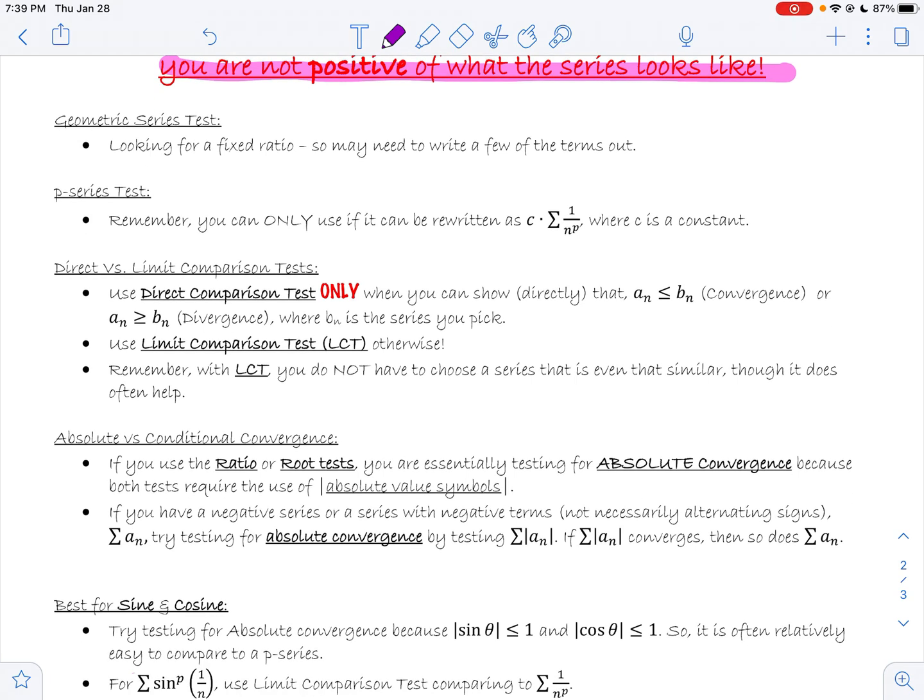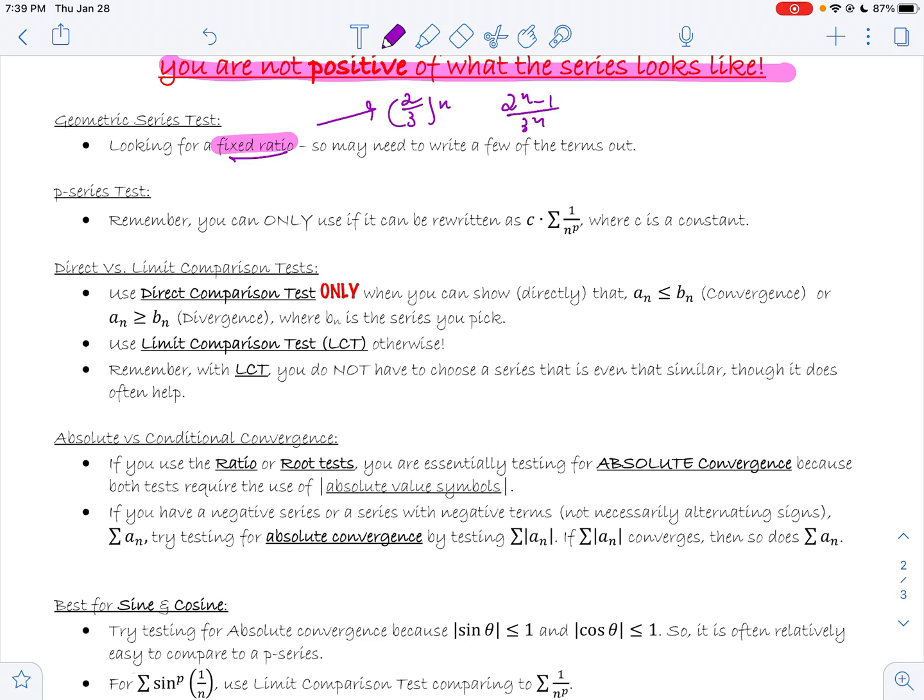The geometric series test, this is just reiterating what I was saying above. I like the way that this is phrased: looking for a fixed ratio. So this is definitely a fixed ratio, and that's not. You're always looking for this fixed ratio. And if you can't tell, write out a few terms.